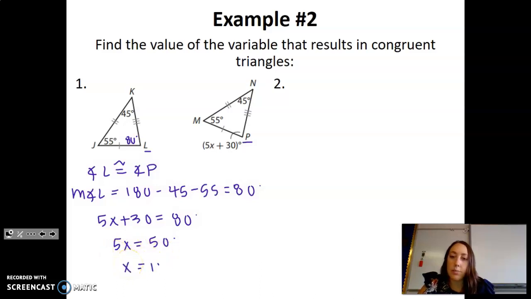And then x would have to be 10 degrees. So x being equal to 10 would guarantee that these two triangles are equal to one another. You can see that all three sides are congruent between the two triangles, and now all three angles are congruent.